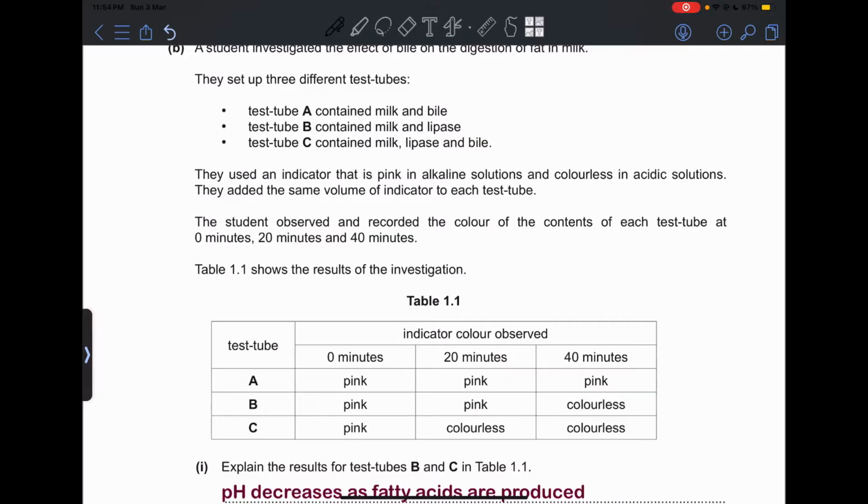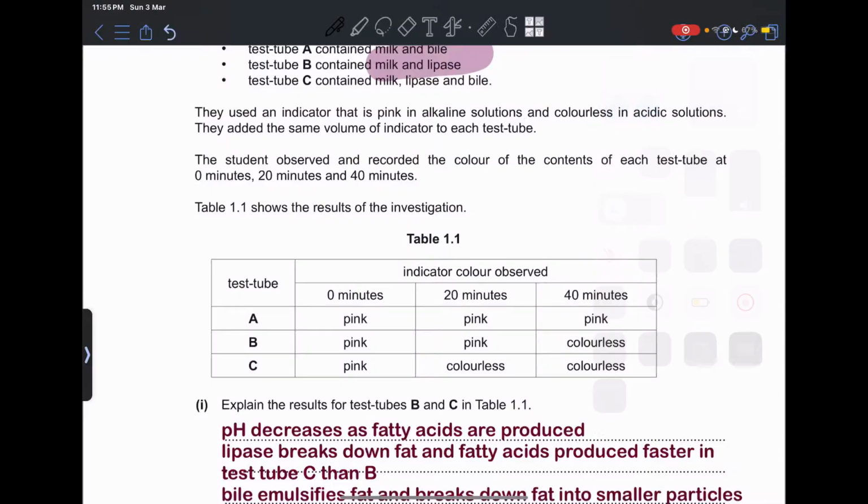Now B, it was remaining pink from 0 minutes until 20 minutes. And then at 40 minutes, it suddenly turned colorless, which means it became acidic. So this was the test tube that had milk and lipase over here. So also test tube C contained milk, lipase, and bile. So it contained the 3 ingredients. It was pink from 0 minutes, and then at 20 minutes it became colorless and remained so until 40 minutes.